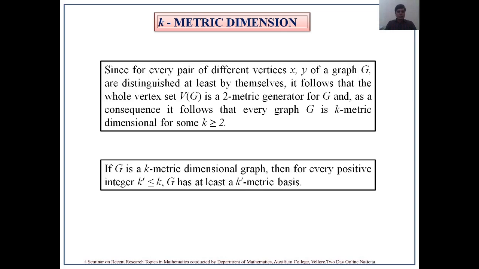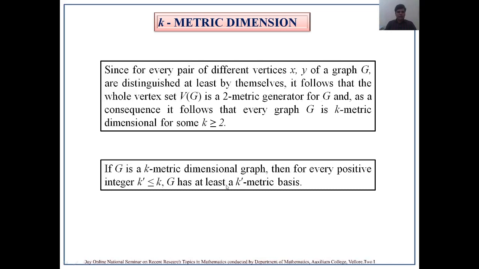And these are few basic results from k metric dimension. Every graph G is k metric dimensional for some k greater than or equal to 2, because every pair of different vertices x and y of a graph G are distinguished at least by themselves. Therefore it follows that the whole vertex set is a 2 metric generator of G.